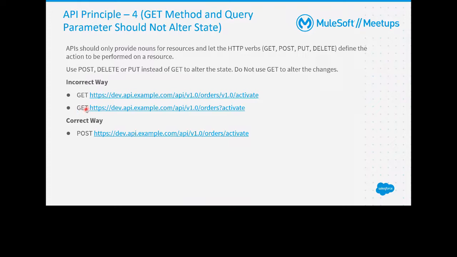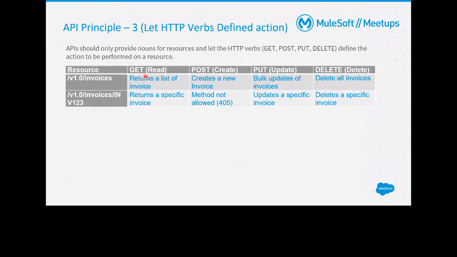I can always create a get API call. It might do the job in terms of the implementation. I can handle this in the implementation, so that whenever this particular API is triggered, I will activate the orders. But that is not a good practice. Get is often meant for getting a resource, as I mentioned in the previous slide.